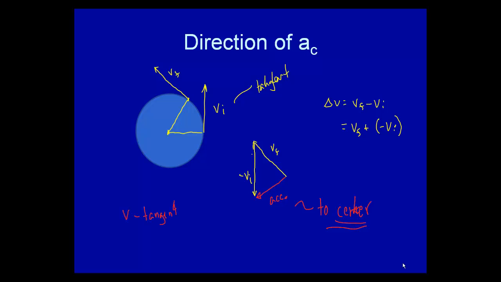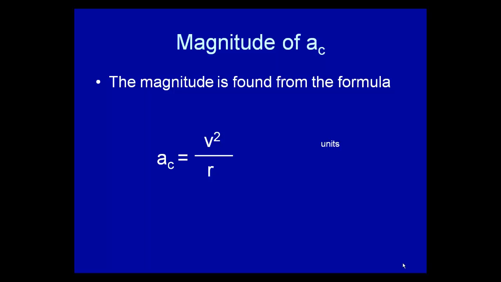Now, key thing to understand, the velocity is always going to be tangent to the circle, and the acceleration is always going to be towards the center of the circle. Matter of fact, anytime you have velocity and acceleration perpendicular to each other, you're going to have something moving in a circle, or at least a part of a circle. Now, the magnitude of acceleration is found by the formula v squared over r, and that's the centripetal acceleration formula. There's a derivation of it. If you want to look it up, you can.